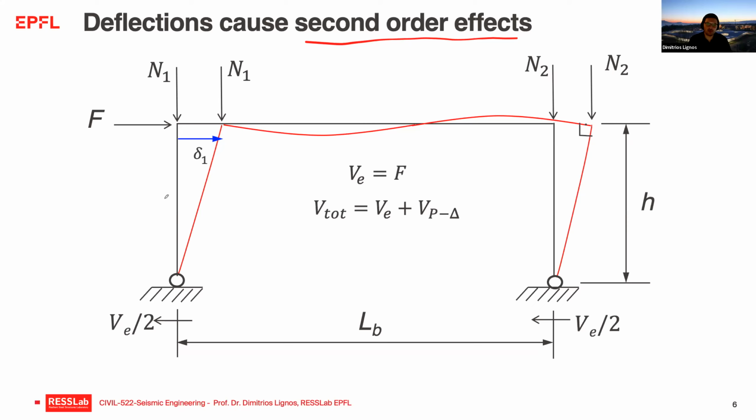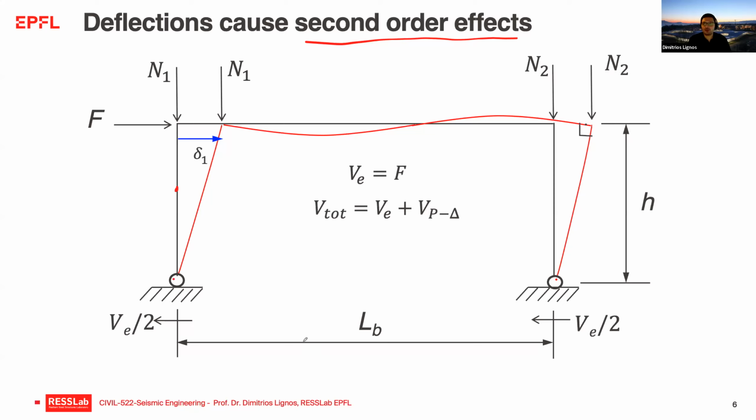So what do I mean by that? Suppose that you have here the frame that is highlighted with black color, and I assume for the sake of the example that this is a pinned frame. And in addition to the lateral load F, you have gravity load N1 going into one column and N2 going into the other column.